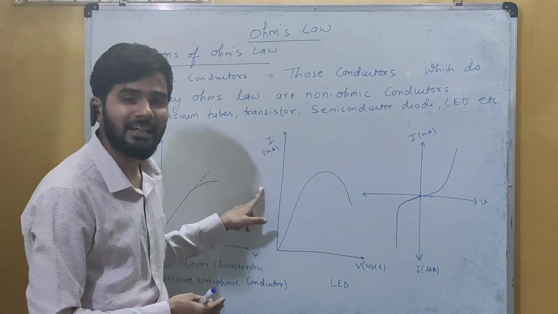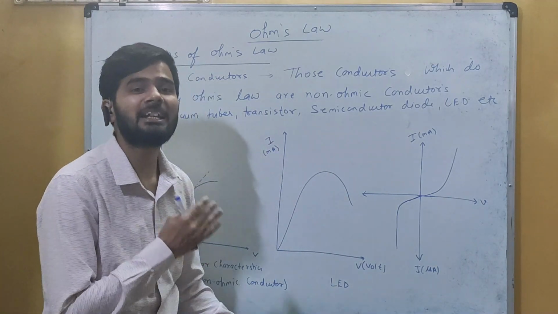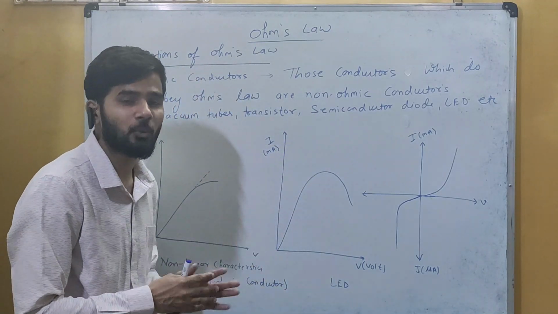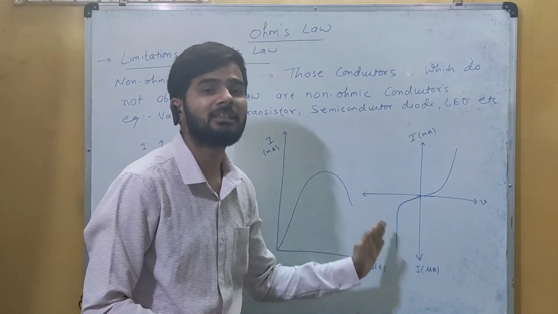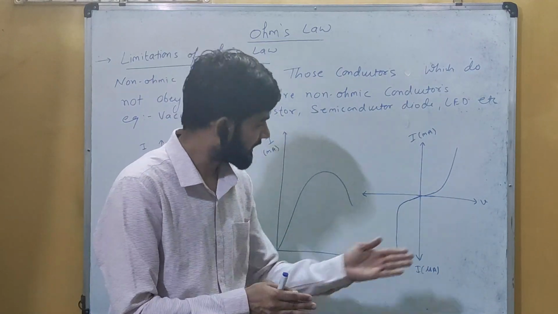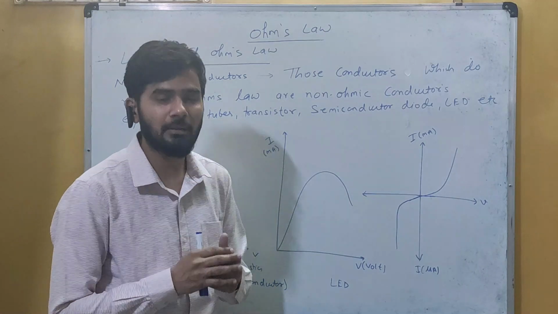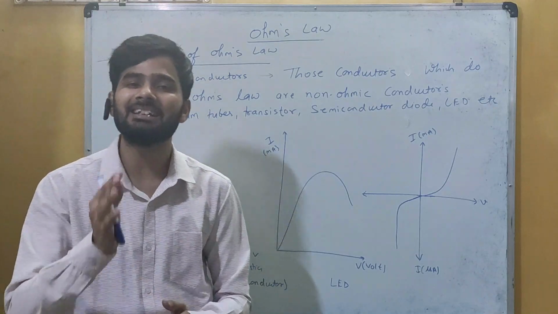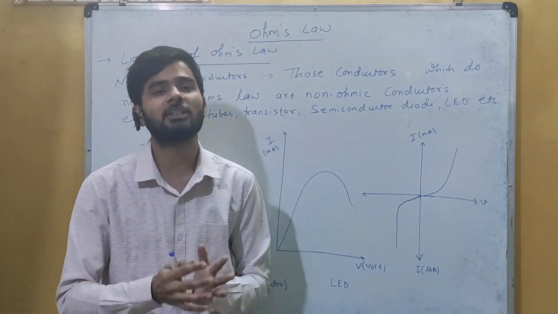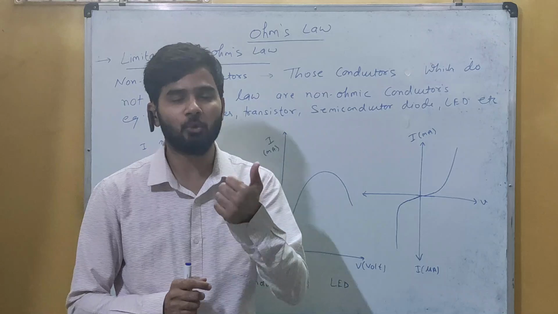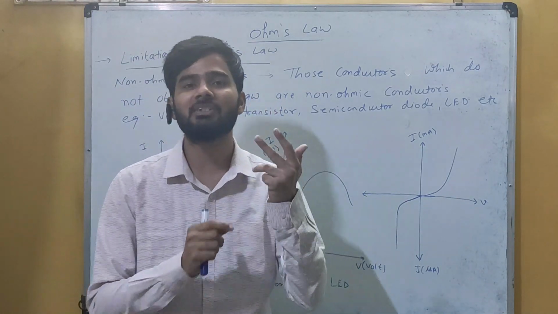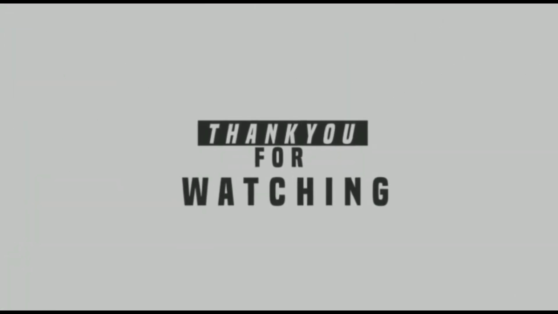Okay, now here this characteristics is of LED, that is called light emitting diode. यहाँ पर it has non-linear characteristics. So this is a non-ohmic conductor. Similarly, it is a characteristics of a semiconductor diode. These we will study in chapter semiconductor. Whenever a conductor does not follow Ohm's law, then that is a non-ohmic conductor, and that's the limitation of Ohm's law. So this is all about the Ohm's law, where we have studied what Ohm's law is, we have studied the derivation of Ohm's law, we have studied the verification of Ohm's law, and we have studied the limitations of Ohm's law.